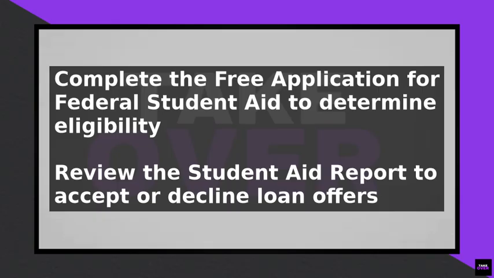If you need to borrow more than the federal loan limit, you may consider a private loan. To apply for a private loan, you will need to contact a lender directly and provide financial information, such as your credit score and income. Private loans often require a co-signer, such as a parent or guardian.